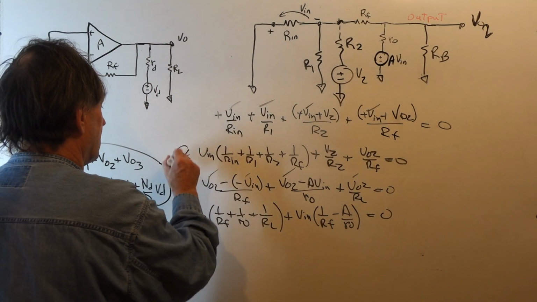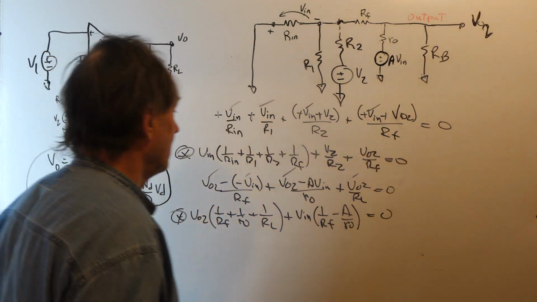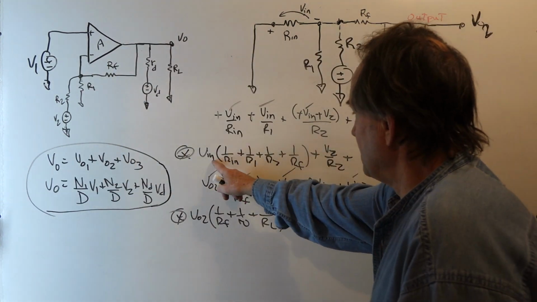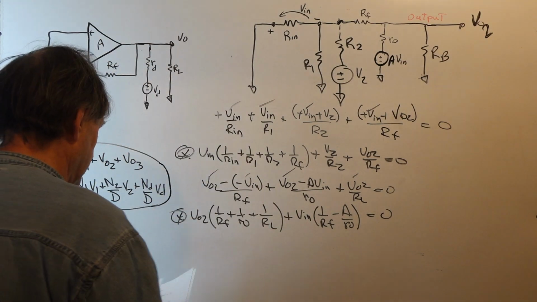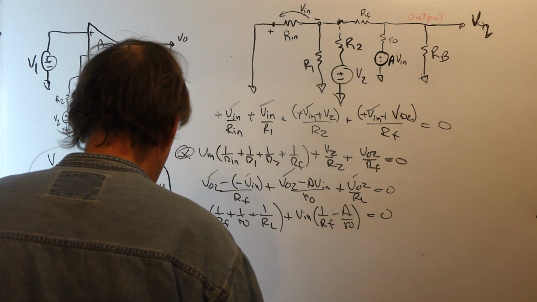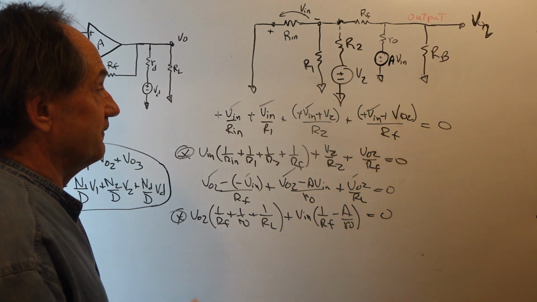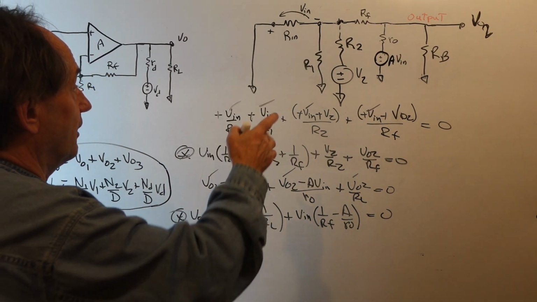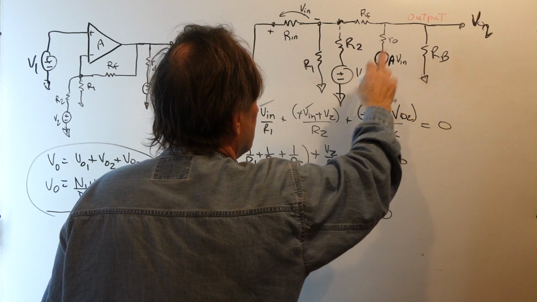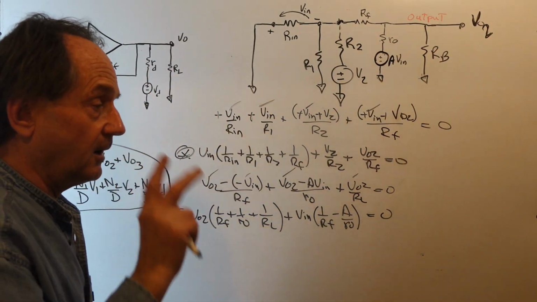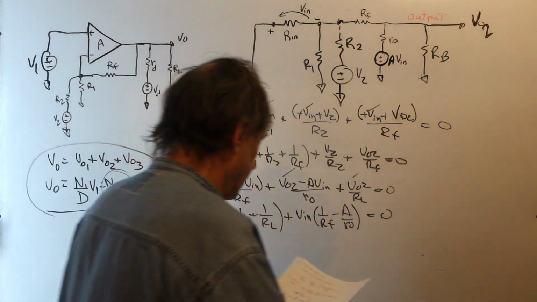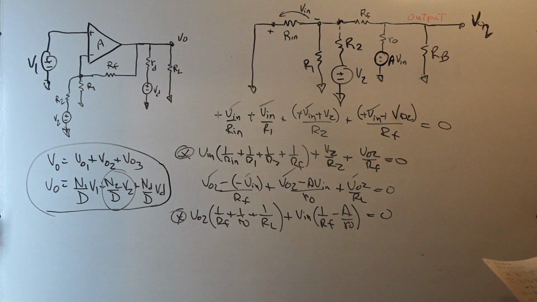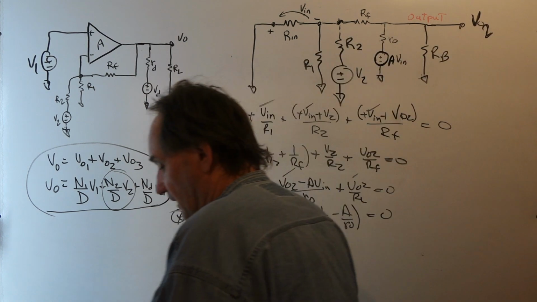So with this equation and this equation, you can solve for Vn in this equation, put it in this equation, and solve for VO2, and you'll get the contribution of V2 to VO2, which will be this component here, like when I solved the network before.